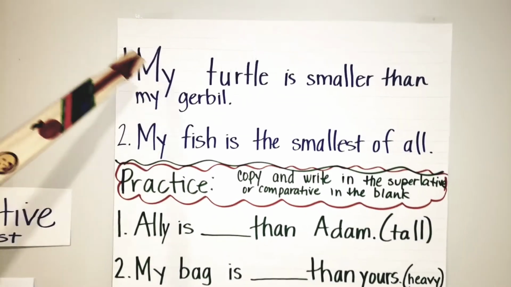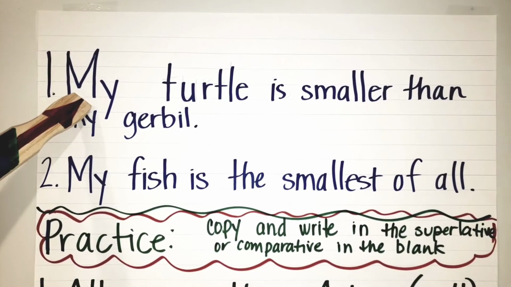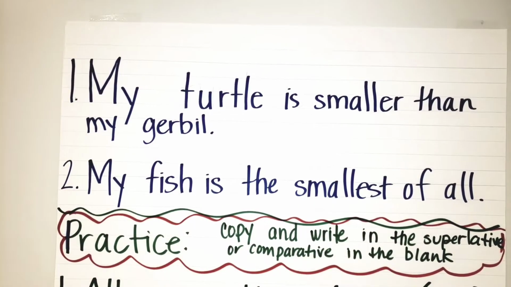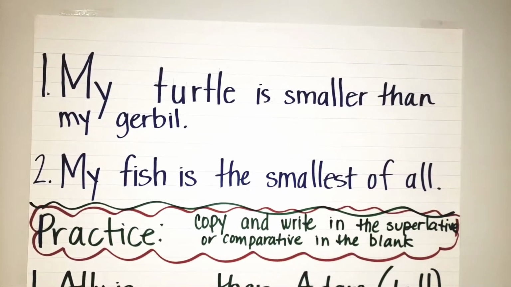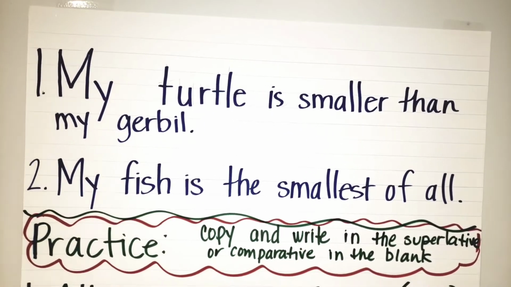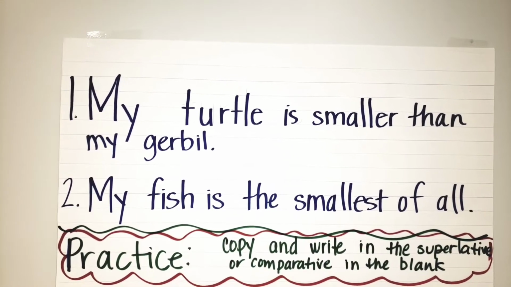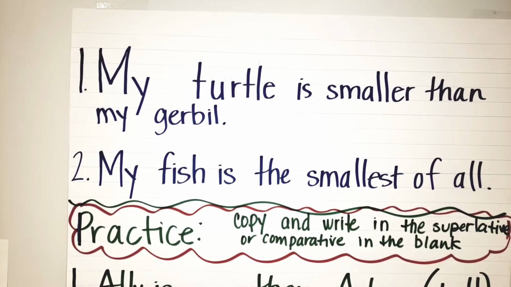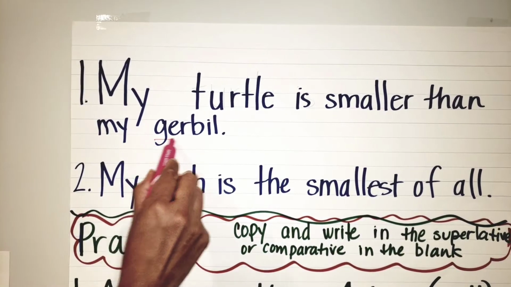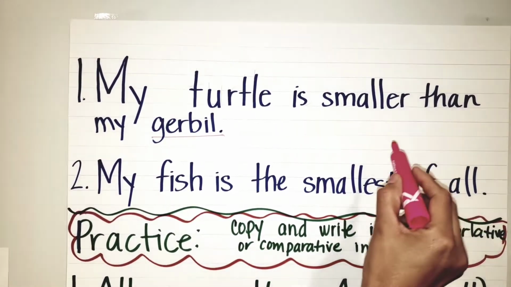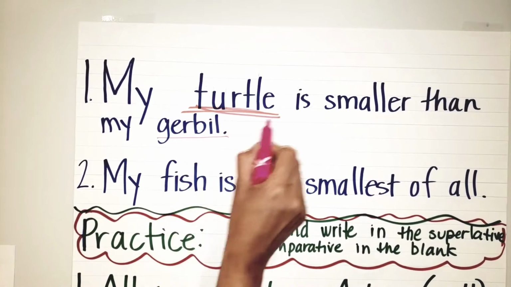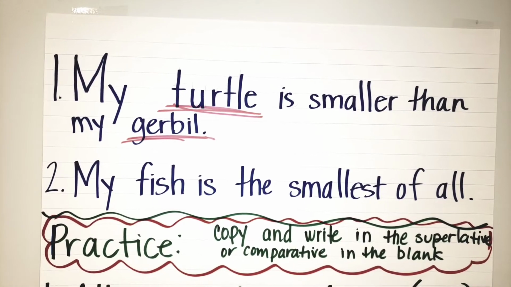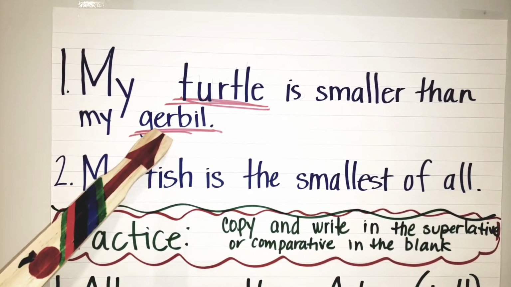Okay, now we have, I'm going to read this together with you. My turtle is smaller than my gerbil. Boys and girls, what am I comparing? What am I comparing? My turtle is smaller than my gerbil. What am I comparing? You're right. I am comparing the gerbil and I am comparing my turtle. I am comparing the turtle with the gerbil. Good job. So how many things am I comparing? You're right. I am comparing two things. I'm comparing the turtle and the gerbil.